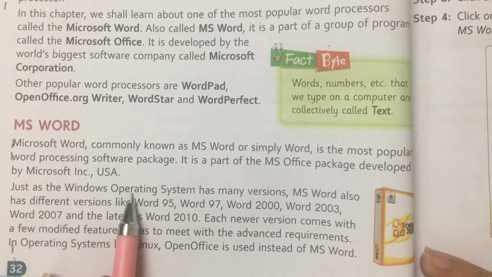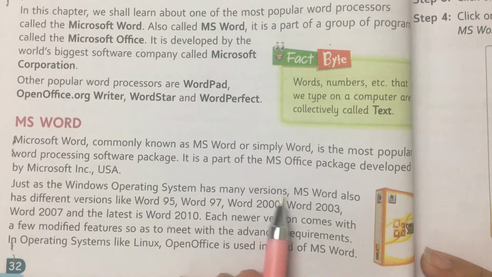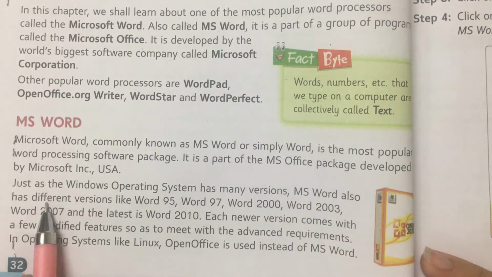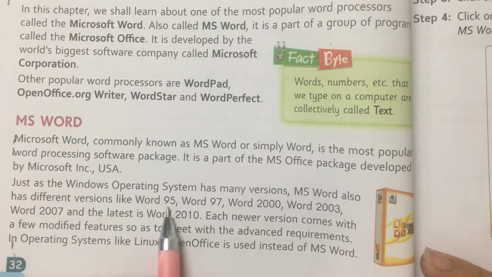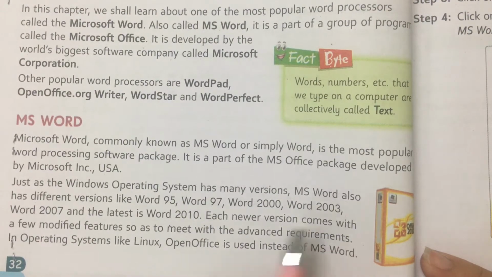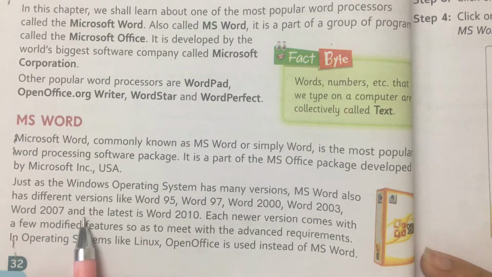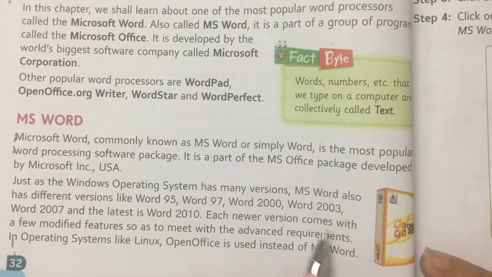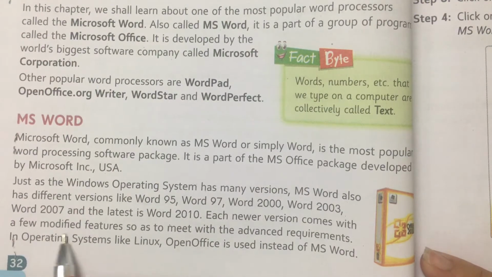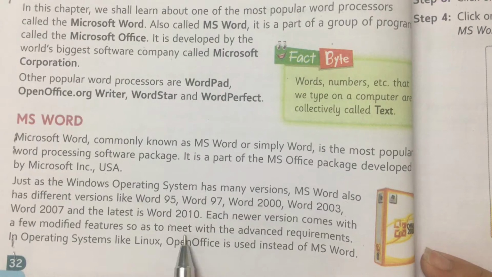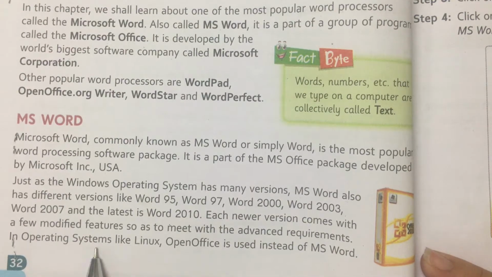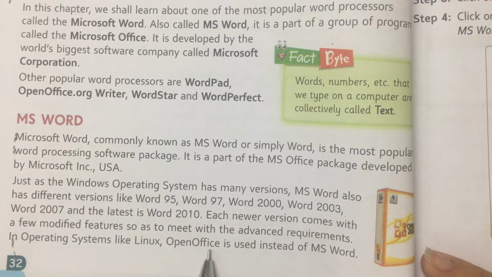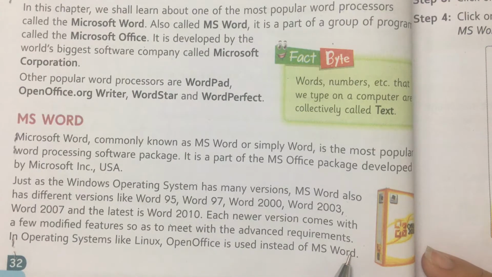Just as the Windows operating system has many versions, MS Word also has different versions like Word 95, Word 97, Word 2000, Word 2003, Word 2007, and the latest is Word 2010. Each newer version comes with a few modified features so as to meet the advanced requirements. In operating systems like Linux, OpenOffice is used instead of MS Word.